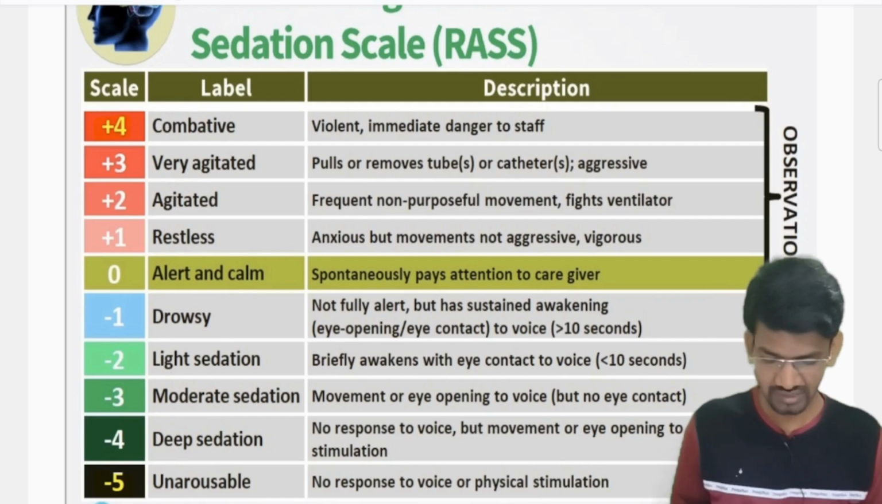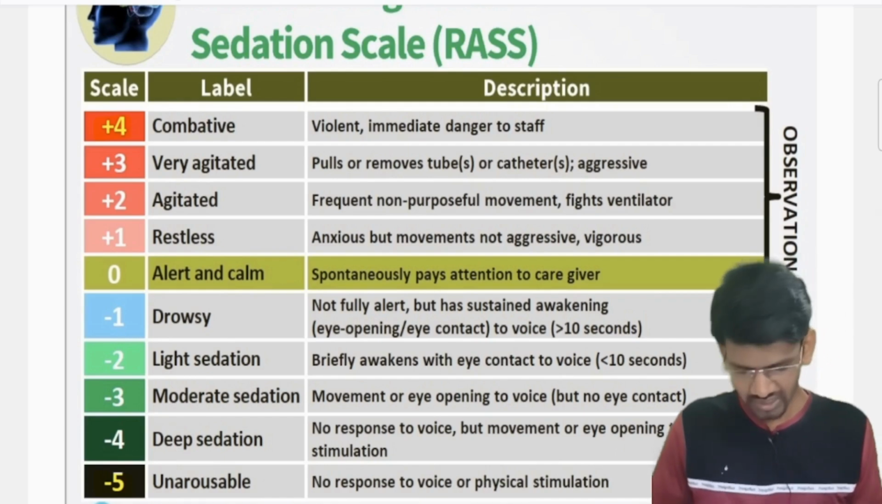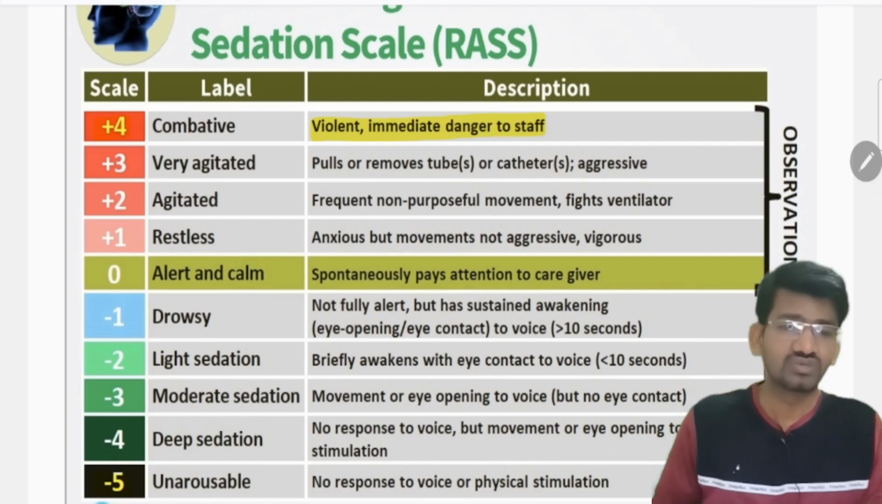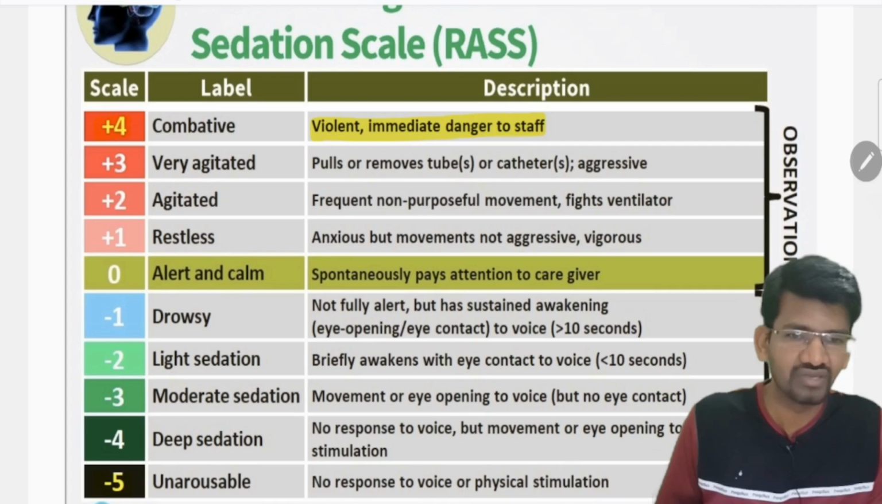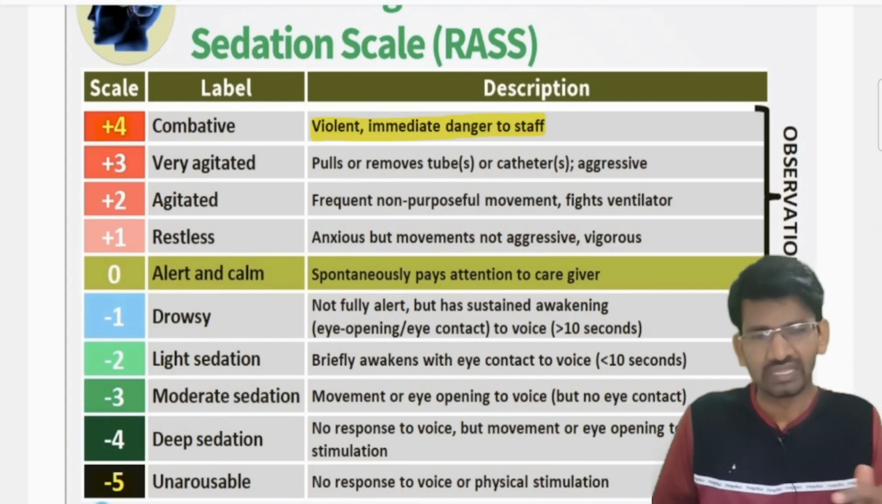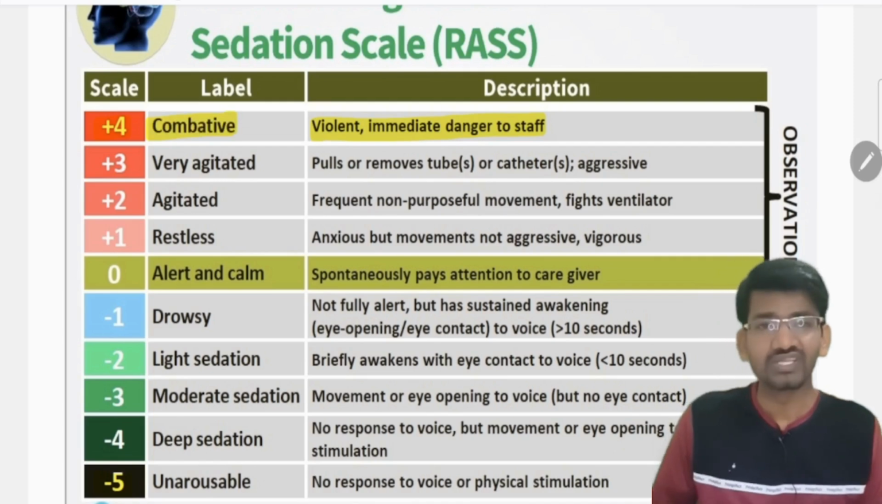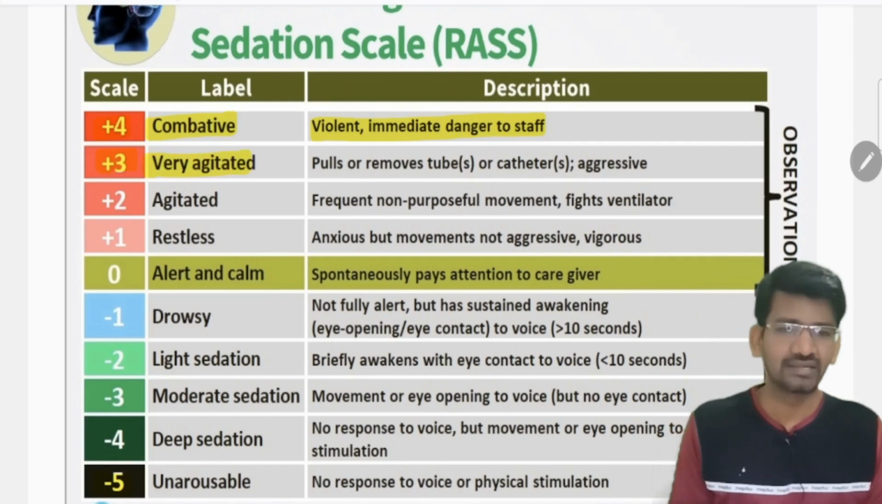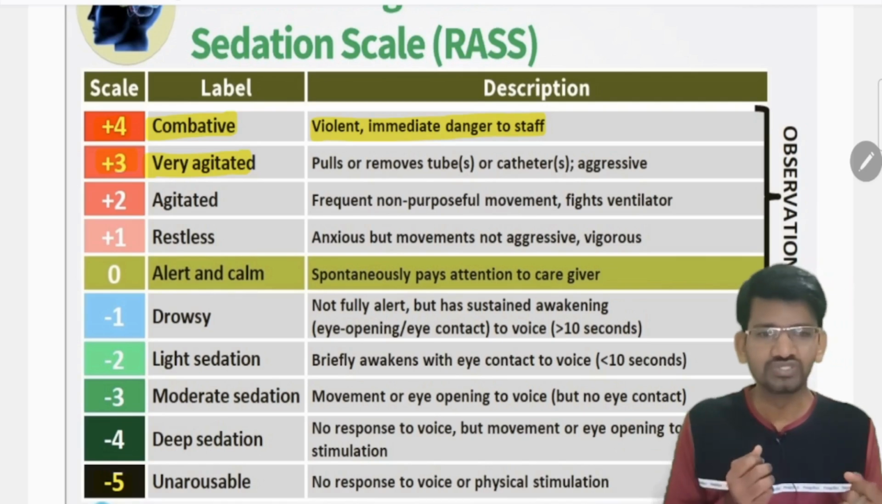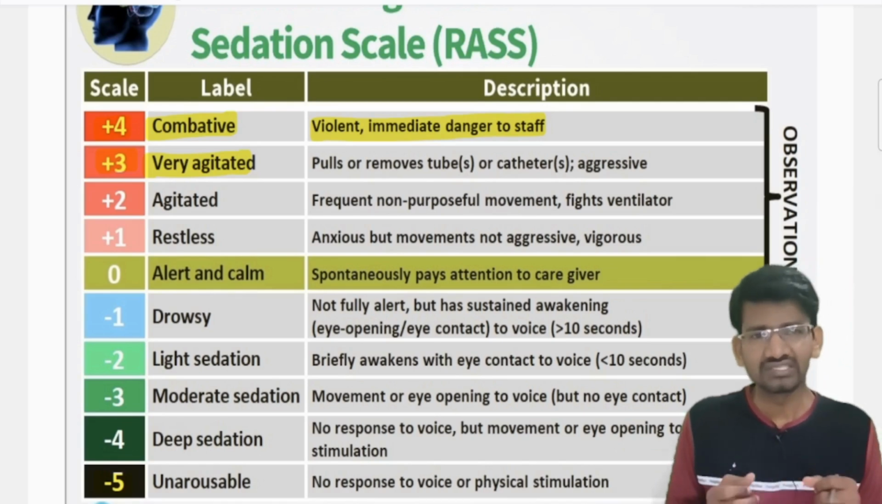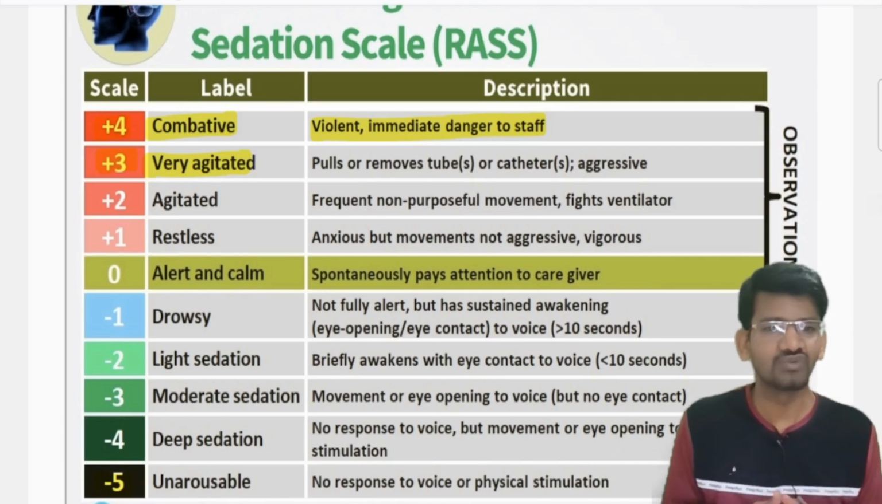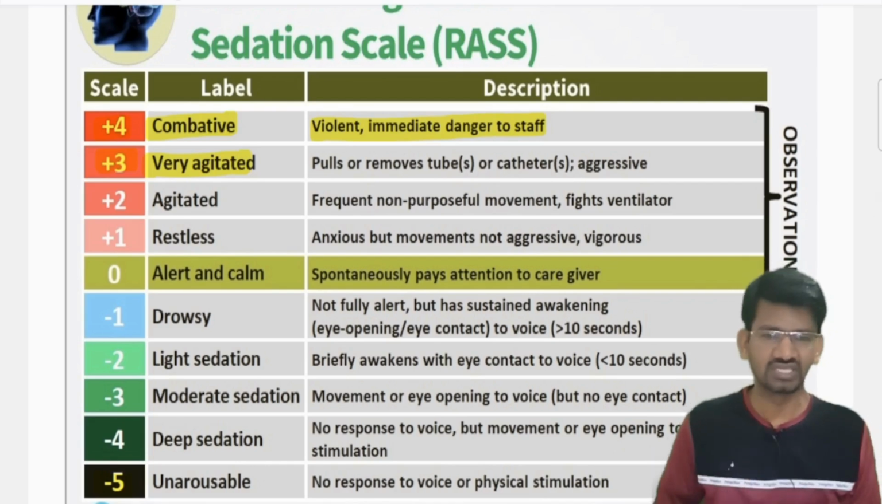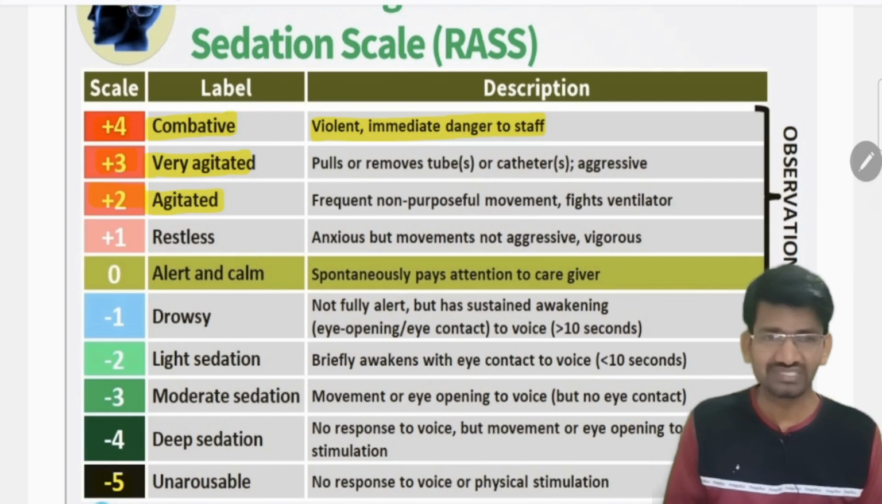Okay, so let's see how the agitation is assessed. The score +4 is given when the patient is very violent and a danger to the staff. Means the patient shows violent behavior and looks quite dangerous to the healthcare worker or staff. Then he is labeled as combative, and the score is +4. The +3 is given where the patient is very agitated, that means the patient starts pulling his tubes and catheters. Then he is called a very agitated patient, where the score given is +3.